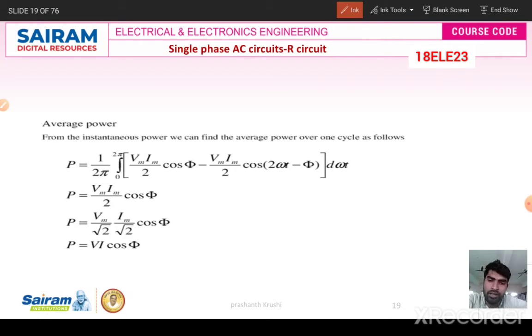So average power: power is equal to VI, where V is equal to Vm sin omega t and I is equal to Im sin (omega t minus phi). After taking the integration, average power is 1 by 2 pi, from 0 to 2 pi, of Vm Im cos phi by 2 minus Vm Im cos (2 omega t minus phi) by 2. This second part becomes 0 after integrating. Only this first part remains. The 2 pi factors get cancelled. Taking upper limit minus lower limit, we get only power is equal to VI cos phi for the RL circuit.